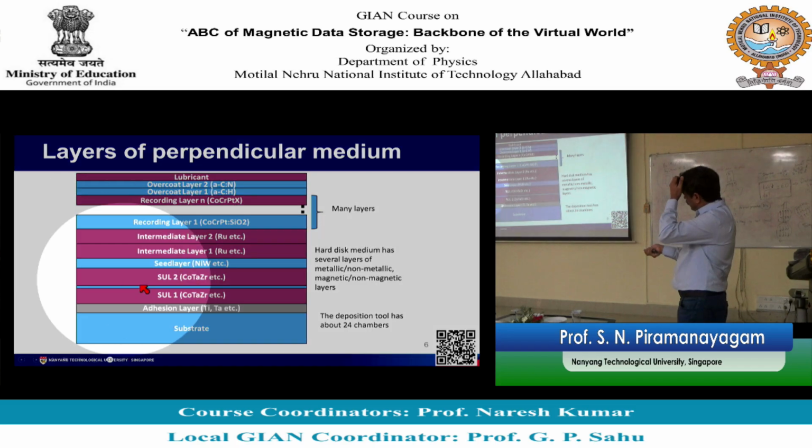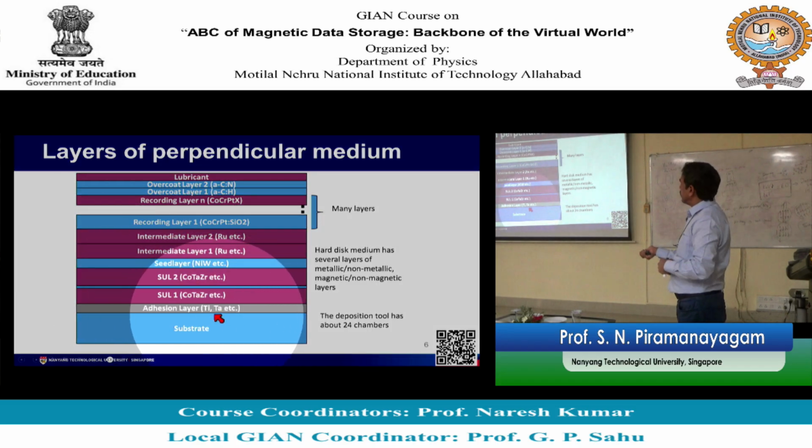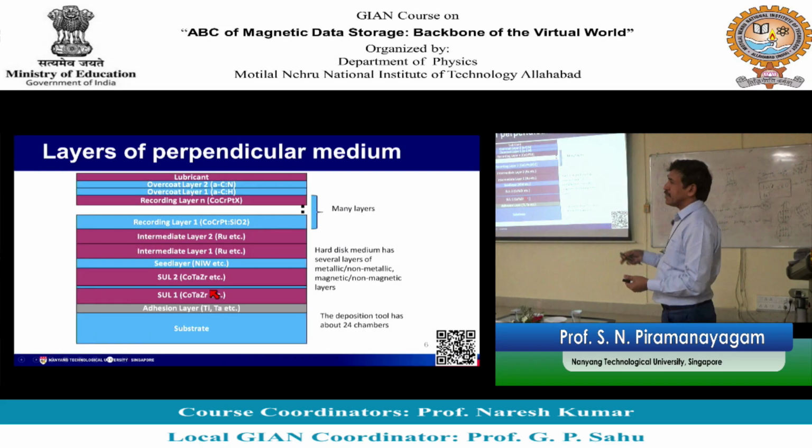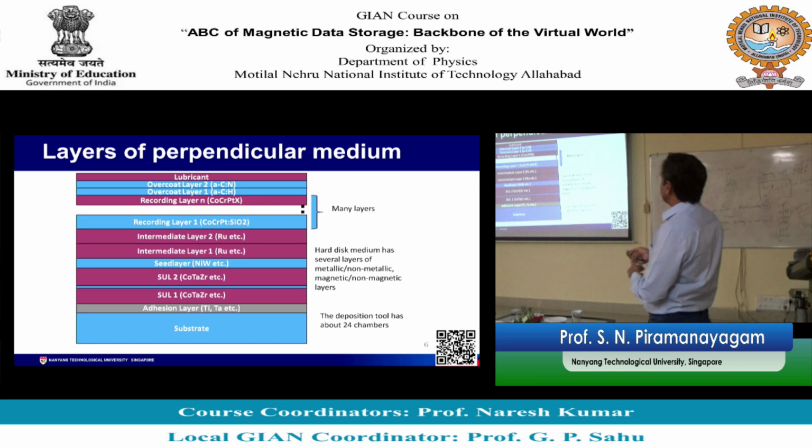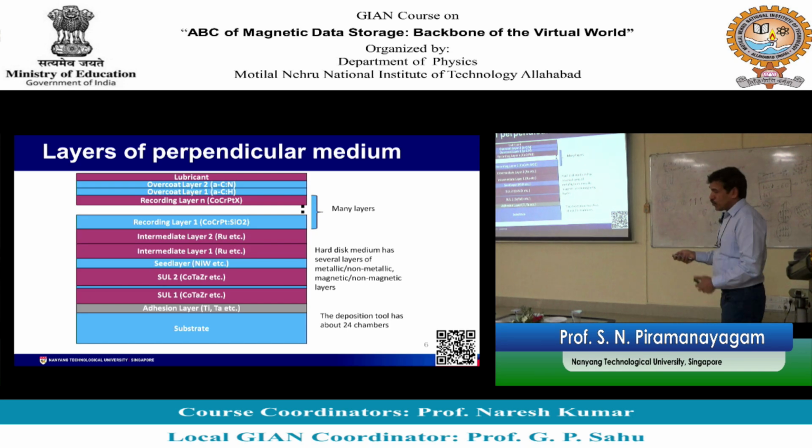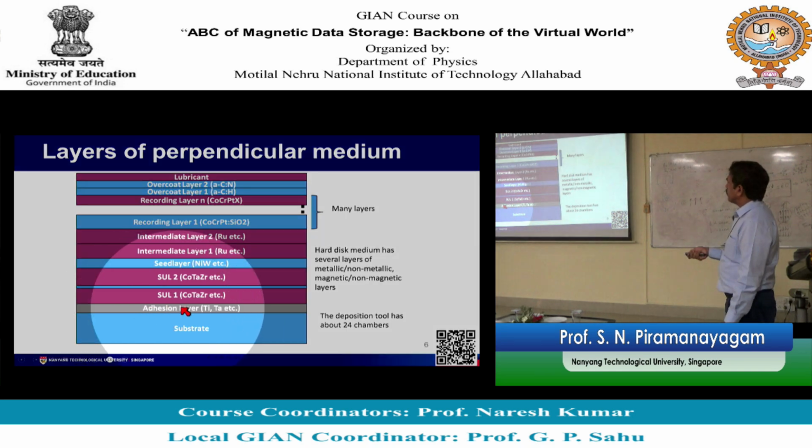So, people usually deposit some layer like a titanium alloy or tantalum. These layers stick very well to the substrate and all the other layers also stick very well to this layer. So, this is like a glue. Okay. You can imagine this is like a thin film glue. Okay, so we have some glue layer, then the soft underlayer, which is already 3 layers.